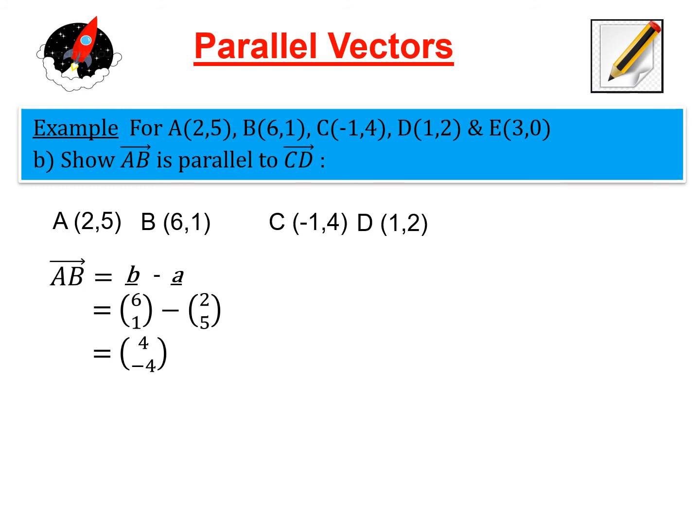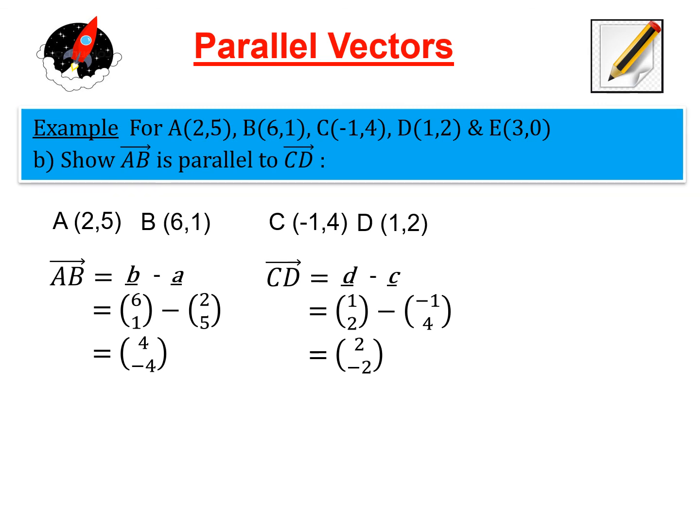If we look at vector CD this time, so that's column vector D subtract column vector C. So that will give us (1, 2) subtract (-1, 4). Double negative gives us a positive, so we end up with 2 at the top and -2 at the bottom. So the vector representing CD is (2, -2).